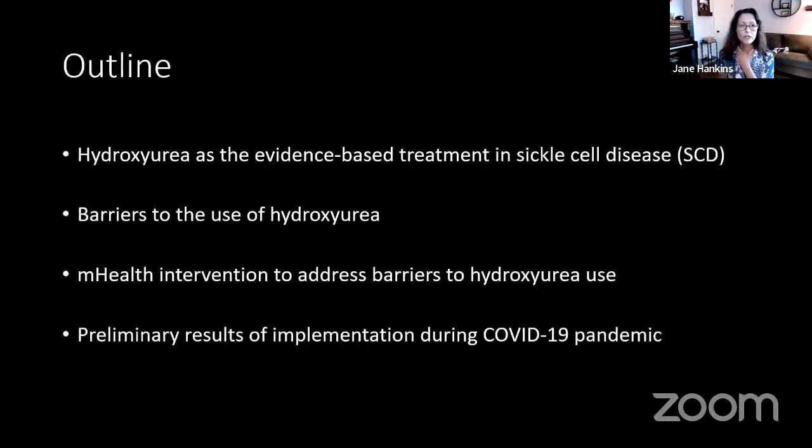So I'll briefly talk about why we should care about hydroxyurea. Why are there barriers to using hydroxyurea despite the fact that we know so much about the benefits of this drug? Why should we think about using mobile health or an app to help address those barriers? And then I'll give you a little bit of results.